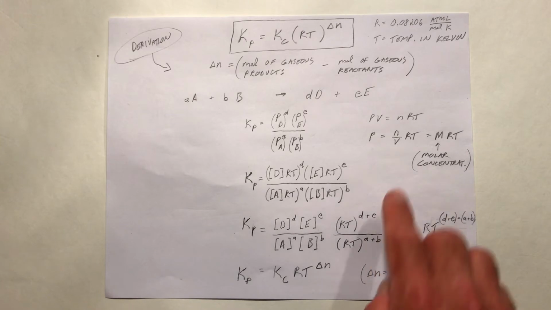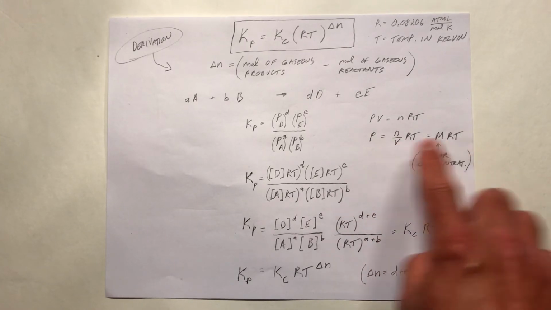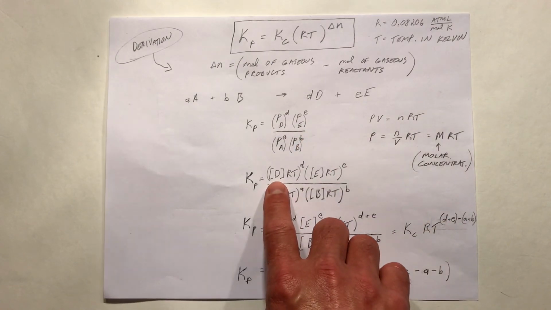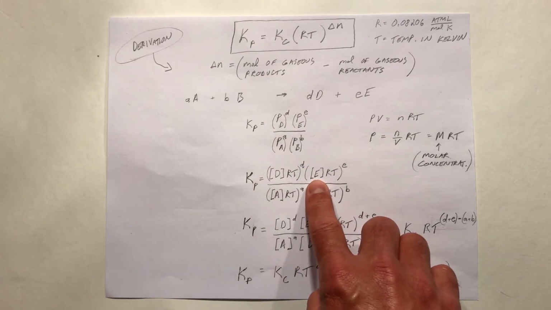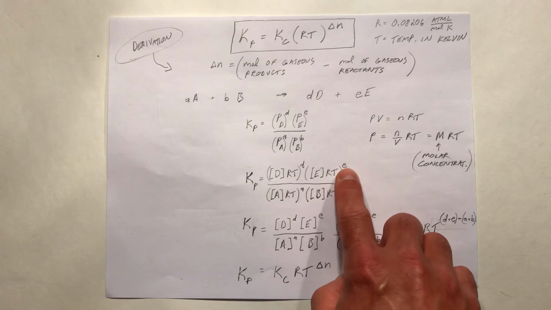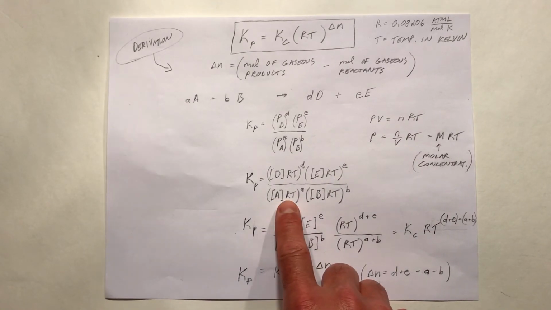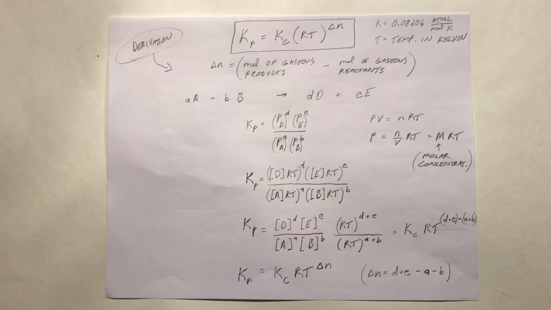All right, so let's substitute MRT for P into this expression for each one of the chemicals. So the molar concentration of chemical D times RT raised to the d power, and molar concentration of E times RT raised to the e power, molar concentration of A times RT raised to the a power, and molar concentration of B times RT raised to the b power.